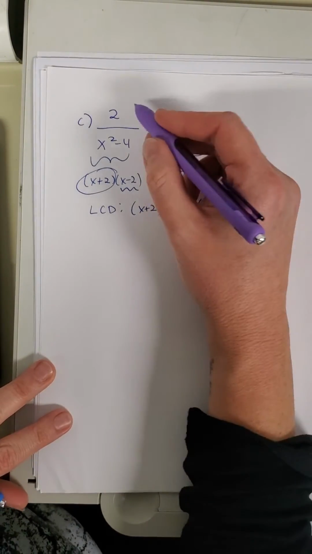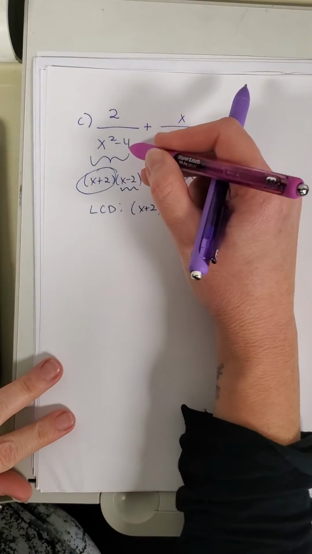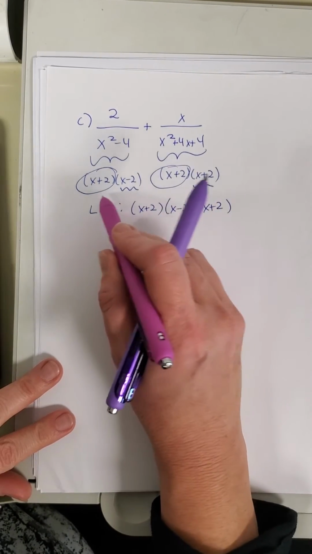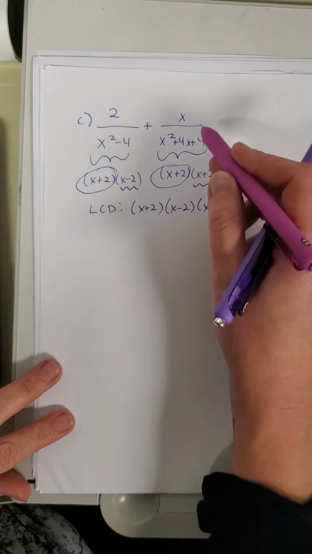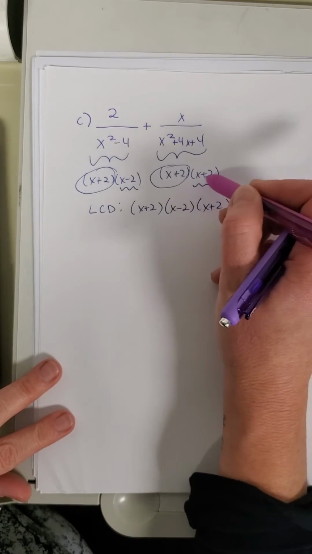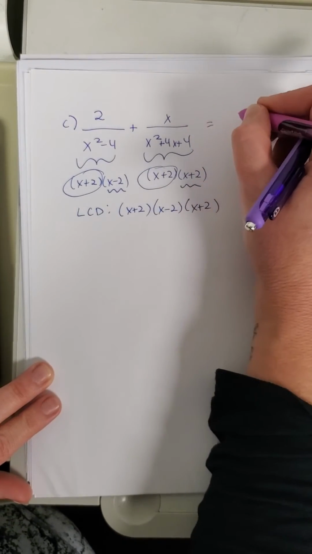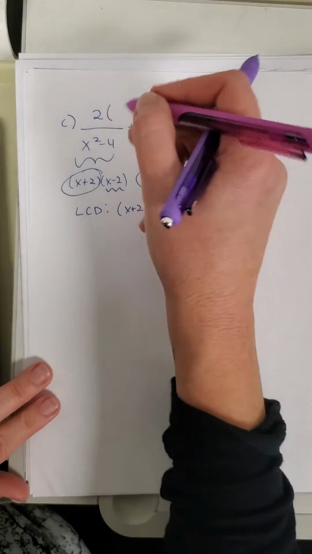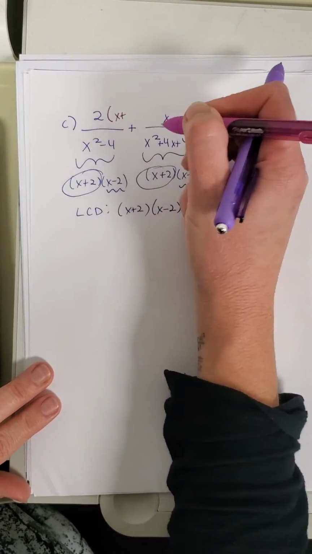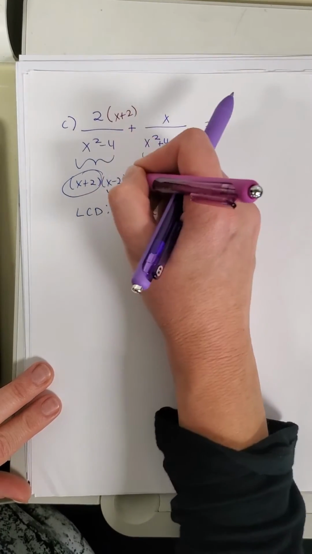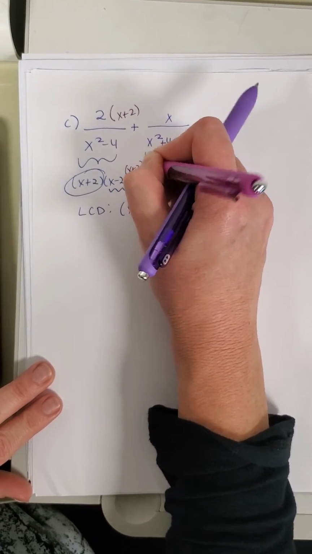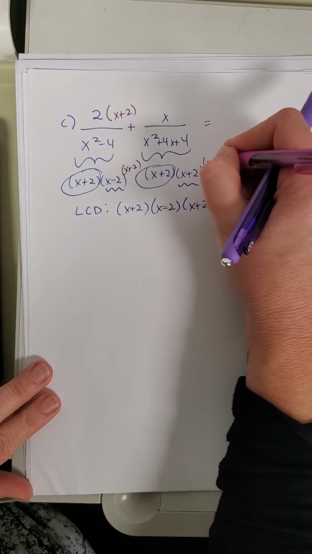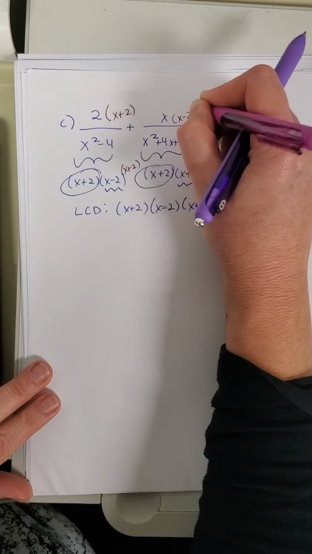All right, that means that this fraction needs to be multiplied by the x plus 2 that it's missing, and this fraction needs to be multiplied by the x minus 2 that it is missing. So this one is going to be multiplied by x plus 2, to both the numerator and the denominator. And this fraction is going to be multiplied by the x minus 2 to both the numerator and the denominator.